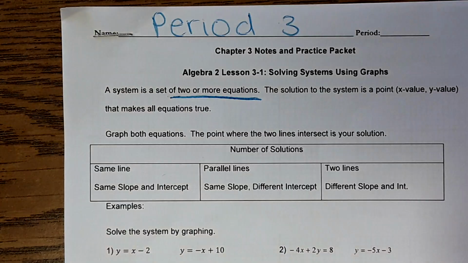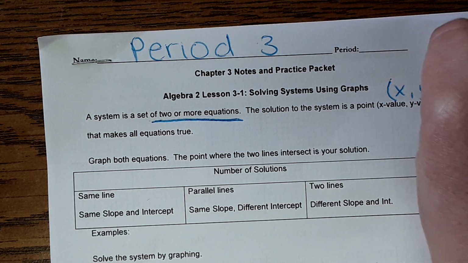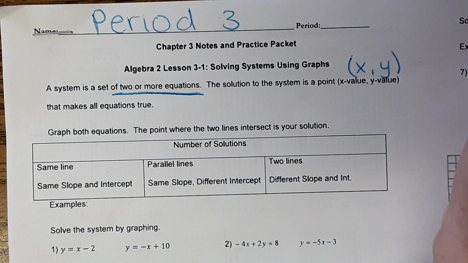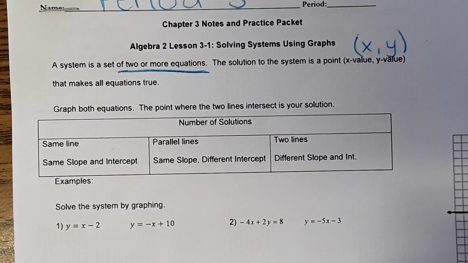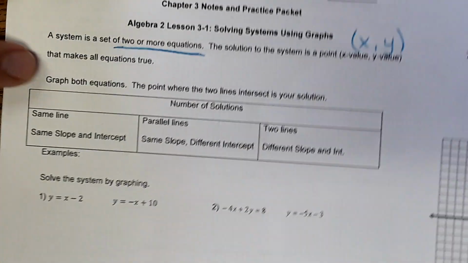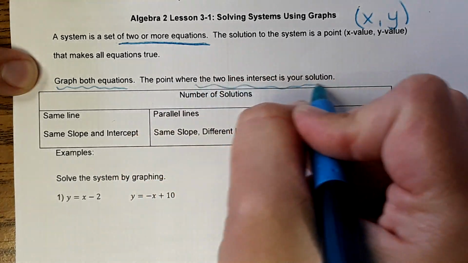And the solution actually looks like a set of coordinates, so it'd be x, y. It is a set of coordinates. It's where the two lines intersect. So what we're going to do is graph both equations, and then the point where the two lines intersect is our solution.